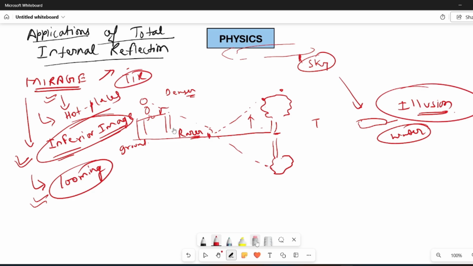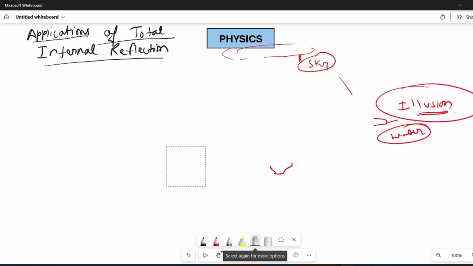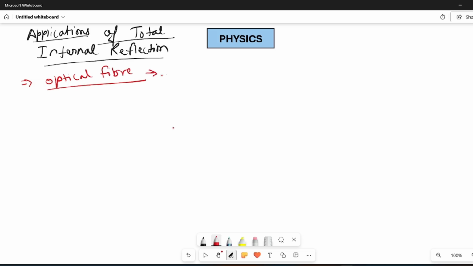The next phenomenon related to total internal reflection is the optical fiber. I have already told you that the application of total internal reflection has made a huge advancement in technology, and that advancement is the optical fiber. So what exactly is an optical fiber?